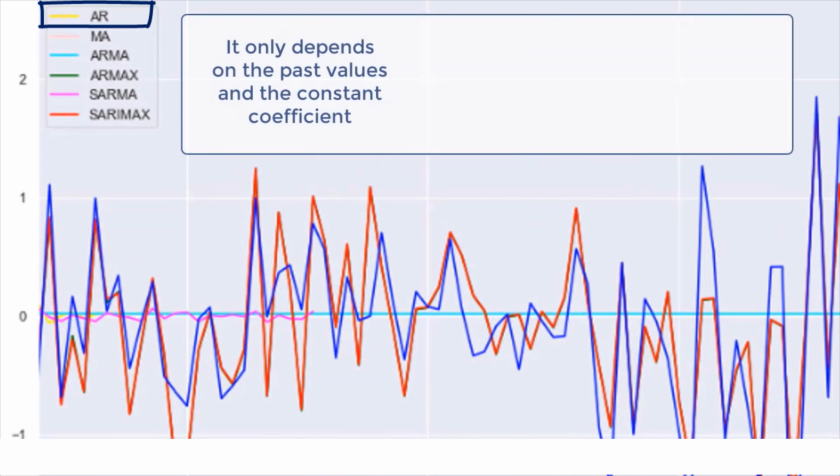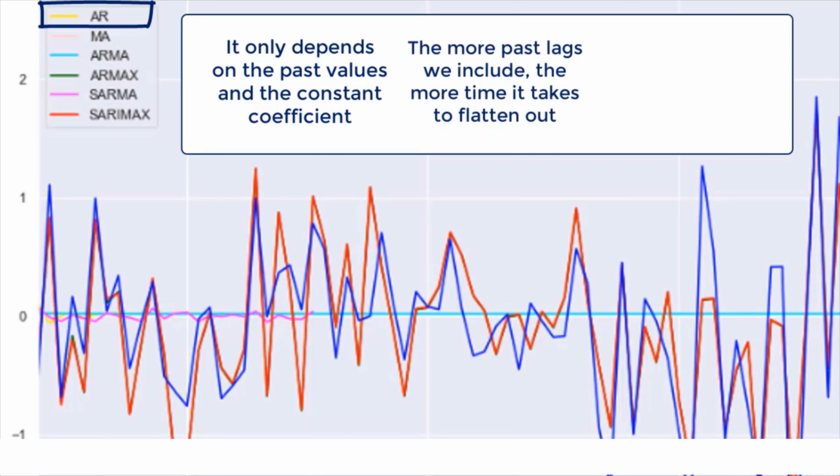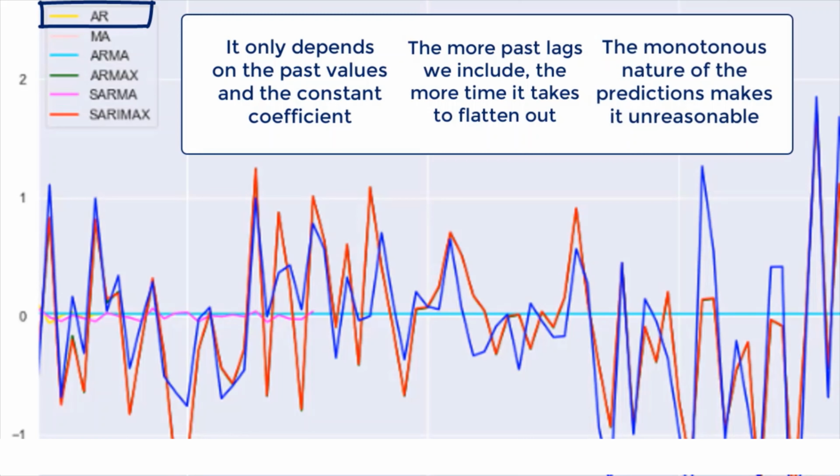It only depends on the past values and a coefficient, so we're getting a curve of constantly decreasing values. The more past lags we include, the more time it takes to flatten out. However, the monotonous nature of the predictions makes it unreasonable, since we don't really expect prices or returns to constantly be going down.